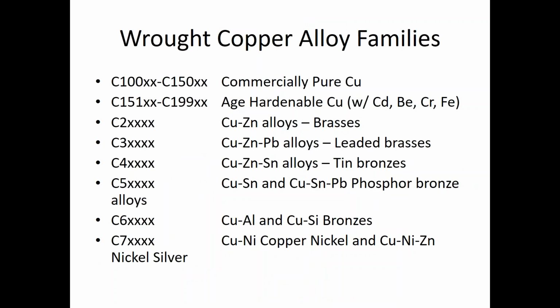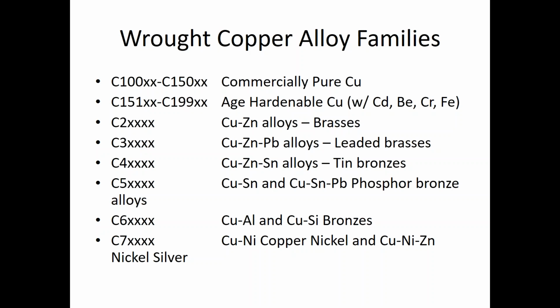The wrought families are such. Pure coppers go up to about 150. 151 to 199 are age hardenable alloys. The copper zinc alloys, brasses, are the 20,000 series. The leaded brasses are the 30,000s. C40000 is copper zinc tin alloys, tin bronzes, sometimes called tin brasses. Then you got the 5 series, which are at the low end copper tin, which is traditional bronze.